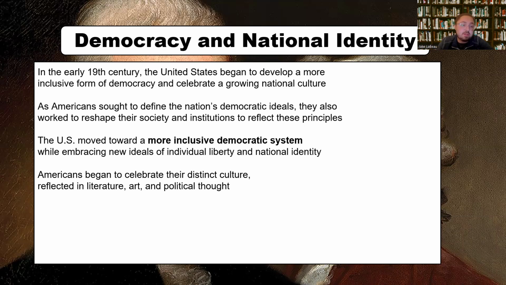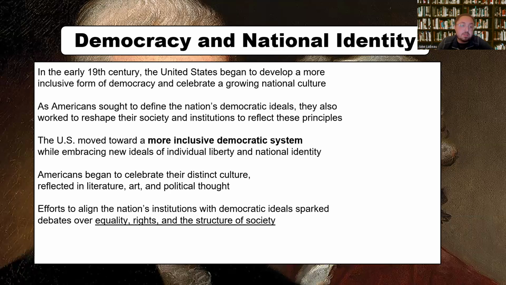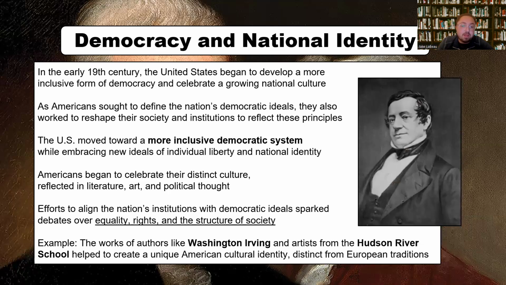America began to celebrate its distinctive culture, and we're going to develop our own literature, our own art, and our own political thought. Efforts to align the nation's institutions with democratic ideals are going to spark debates over equality, rights, and the structure of our society. Let me give you an example. The works of authors like Washington Irving and artists from the Hudson River School are going to help create a unique American cultural identity distinct from European traditions.